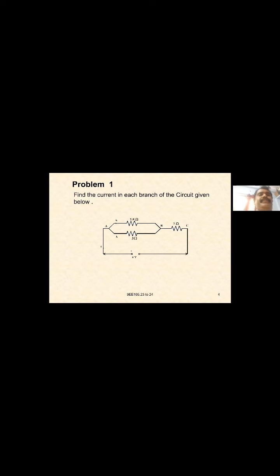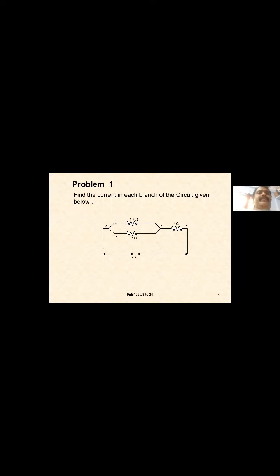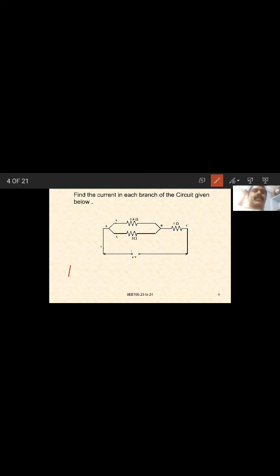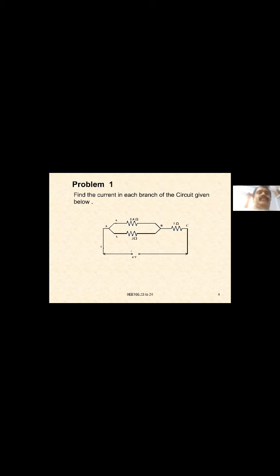Given here, 2.8 ohms and 3 ohms are connected in parallel. This parallel combination is connected in series with the 7 ohms. Given R1 is equal to 2.8 ohms, R2 is equal to 3 ohms, and we can assume R3 is equal to 7 ohms. V is equal to 6 volts. I1, I2, I is equal to how much?